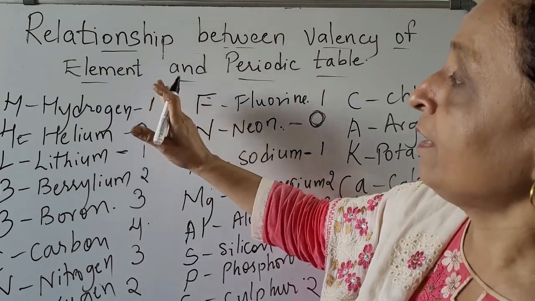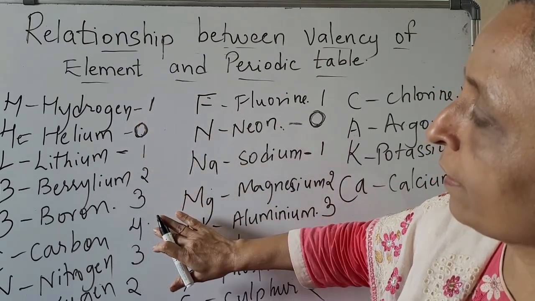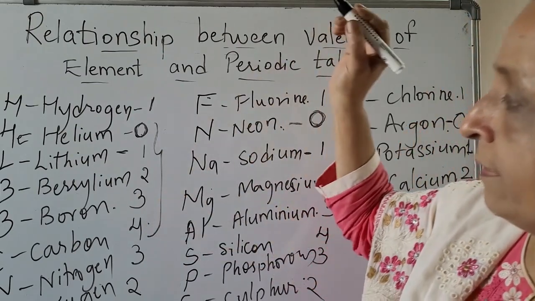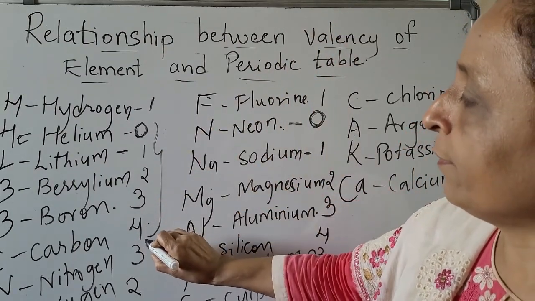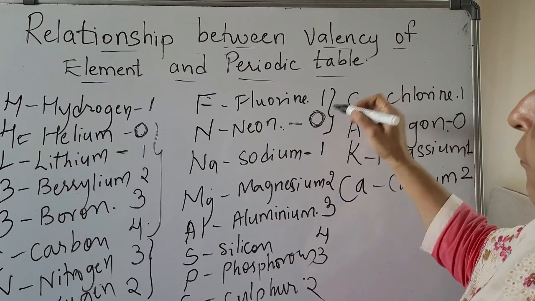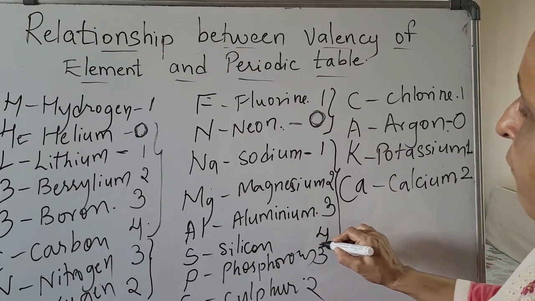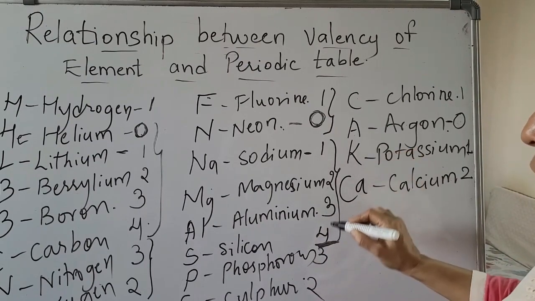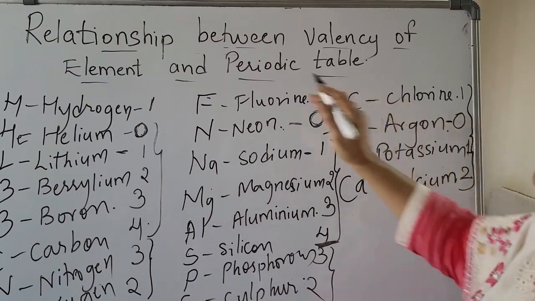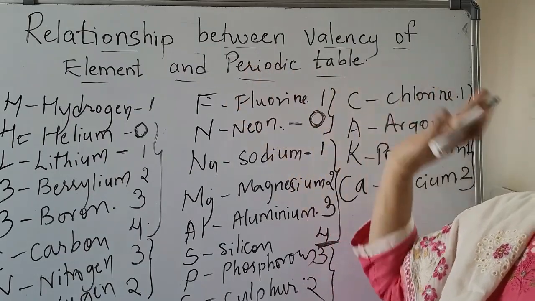So, here you can see that hydrogen is 1, helium 0, lithium 1, beryllium 2, boron 3, carbon 4. So from 0 to 4, it goes on increasing. But as it reaches 4, again it goes on decreasing in reverse: 3, 2, 1, 0. After 0, again it starts increasing: 1, 2, 3, 4. So, none of the elements are having more than 4 valency. After 4, 3, 2, 1, 0. And then 1, 2. So, these are the valencies of the first 20 elements of the periodic table.